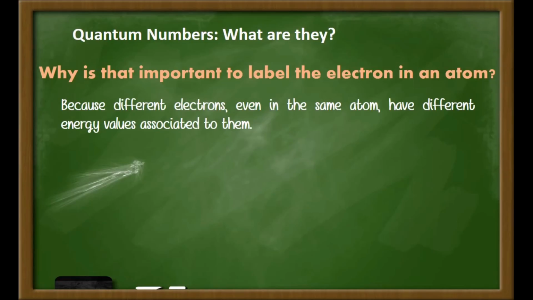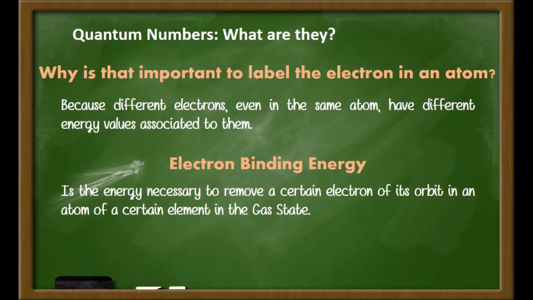Why is that important to label the electron in an atom? Because different electrons, even in the same atom, have different energy values associated to them. One major consequence of each electron having different energy values can be reflected in the binding energy of a certain electron. Electron binding energy is also called ionization energy, and it can be defined as the energy necessary to remove a certain electron of its orbit in an atom of a certain element while that element is in the gas state.